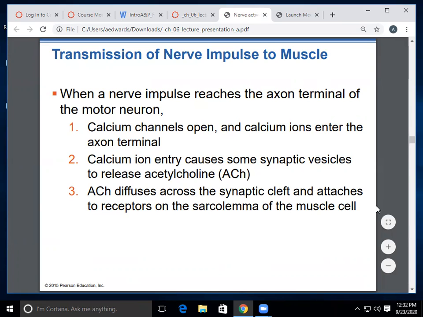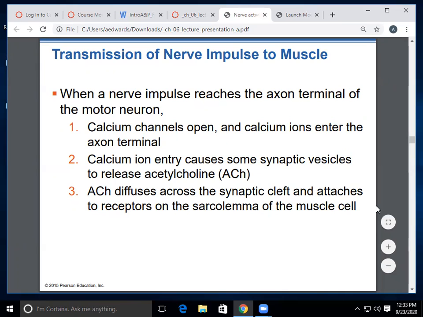So again, you have a nerve and it has an impulse, and that impulse gets to the ending of the axon terminal of the motor neuron. The motor neuron is basically just a term that means a neuron that innervates a muscle. Okay. So what happens at that point? The axon terminal, or the axon, has calcium channels. Remember we learned about channel proteins a couple chapters ago? So channels for calcium will open up and calcium ions will start entering into the axon terminal.